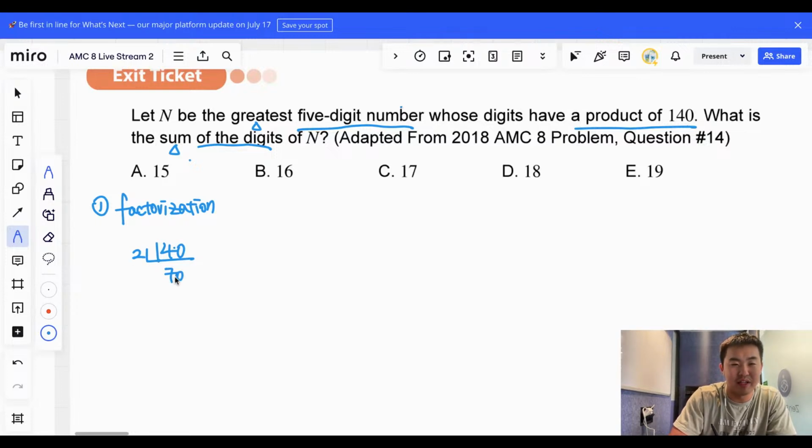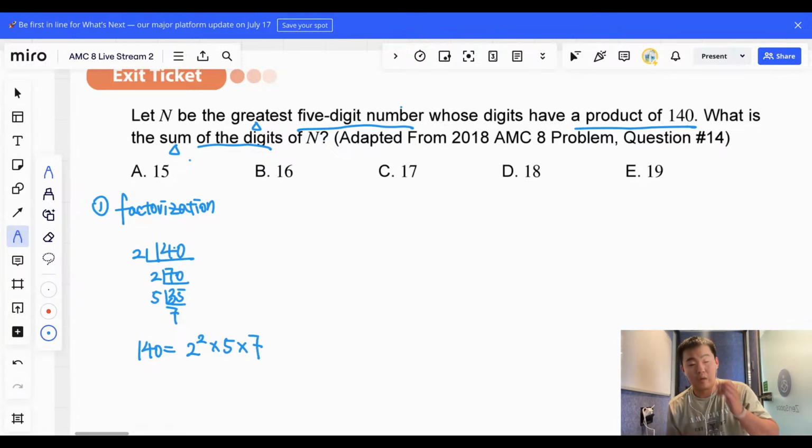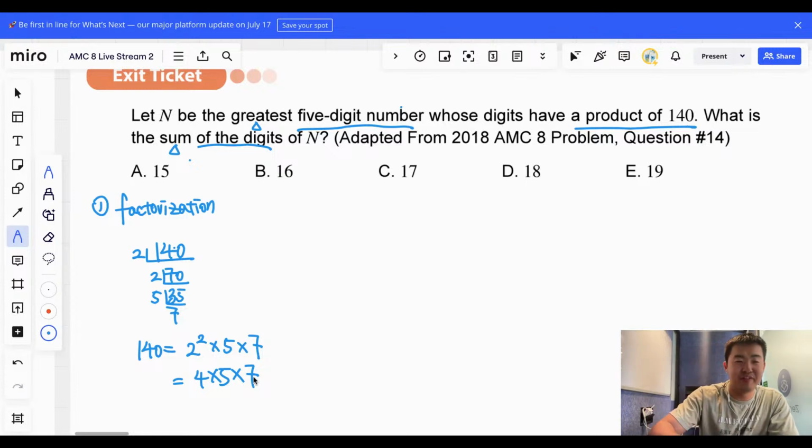140 divided by 2 is 70. Again, let's divide by 2 again, since 70 is even. Okay, so we end up with 35. 35 is 5 times 7. So let's write the number 140 into its factor form. Okay, so 140 is just 2 to the second power times 5 times 7. Times 5 times 7. Wonderful. Now we can do another step. Let's rewrite 2 to the second power as 4, then times 5, then times 7. Okay, good. So that should be enough for the first step.